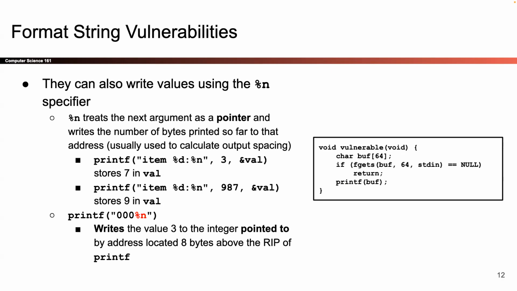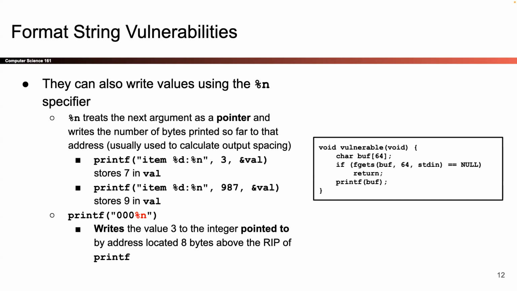%n, just like all the other printf formatters, goes on the stack and finds the next argument. So %d goes on the stack, finds the next argument. %n also goes on the stack and finds the next argument. Now, it's unlike %d. What does %d do? It goes on the stack, finds the argument, reads it like an integer. What does %n do? It goes on the stack, finds the next thing, and reads it like an address.